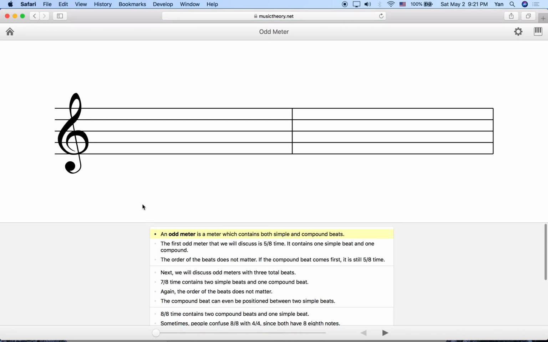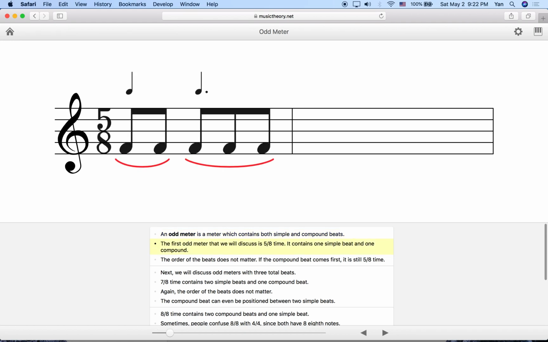An odd meter is a meter which has both simple and compound beats. Remember, simple is subdivision of 2 and compound is subdivision of 3. So let's talk about the first example of this, which is 5/8. 5/8 is a pretty common time signature. You'll see it a lot in music. If you've never seen it before, this is going to be a great introduction to it. This is going to make a lot of sense, especially after having seen the meter lesson from before.